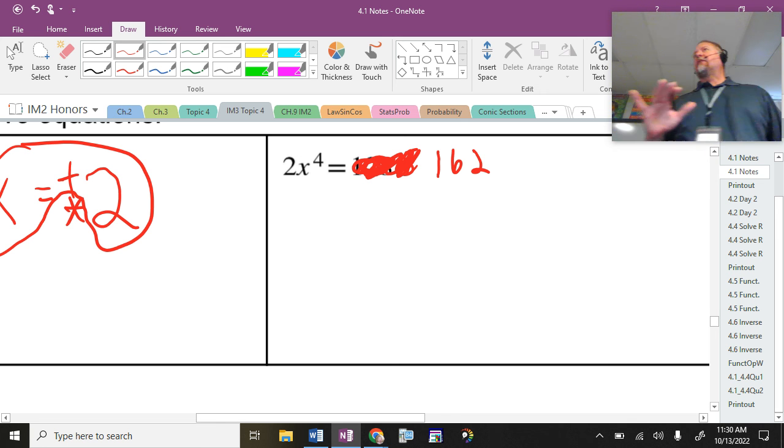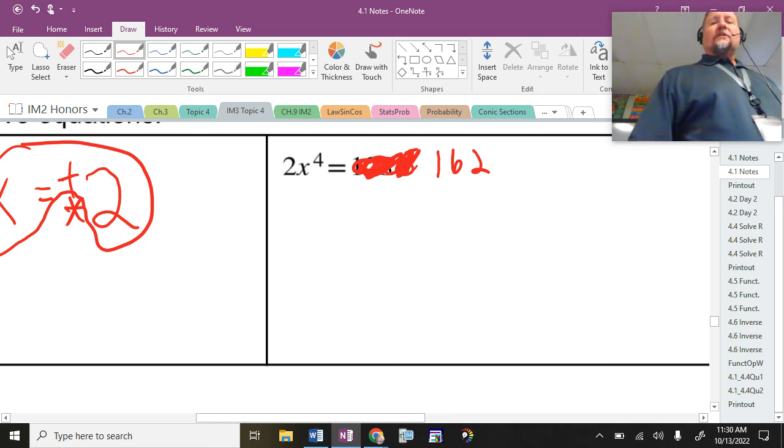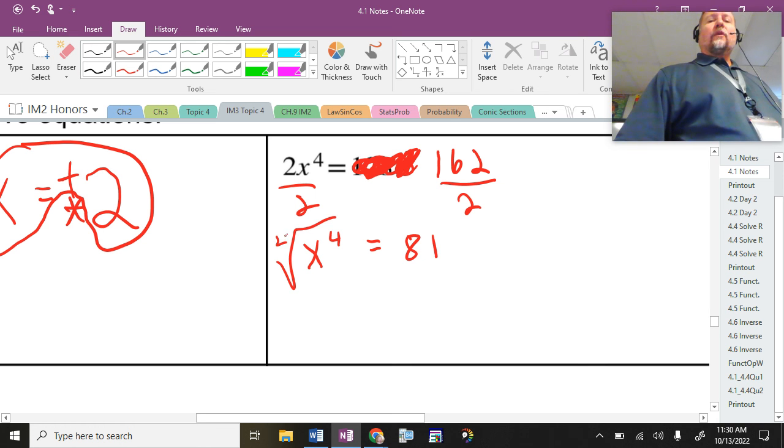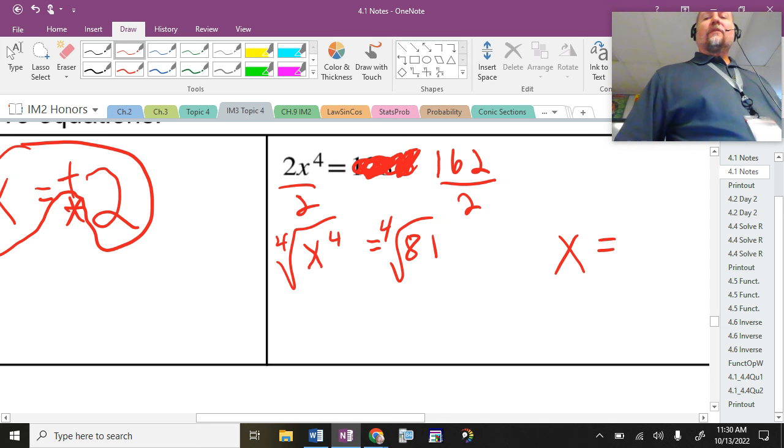I told you everything is going to work out nicely today. All right. So, of course, I got to divide by 2, and I did this on purpose. I got x to the fourth equals 81. All right. And then I fourth root. What is the fourth root of 81? 3, 2, 1, go. 3.